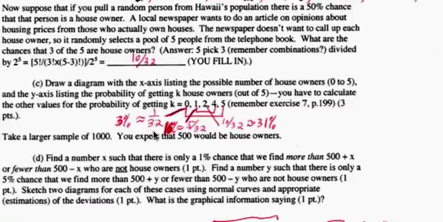Now, it says for the last one, find a number x such that there's only a 1% chance that you find more than 500 plus x or fewer than 500 minus x. What are they talking about here? Basically, you're talking about things that are outside of the bell curve. This 1% chance is basically talking about the 3 sigma level, and it's outside of that. Remember the 3 facts? 1 sigma corresponds with 68%, 2 sigma corresponds with 95%, 3 sigma corresponds with 99%. So if they say there's only a 1% chance that you find something outside of that range, you're saying there's only a 1% chance that it's outside of the 3 sigma range, which is 99%, right?